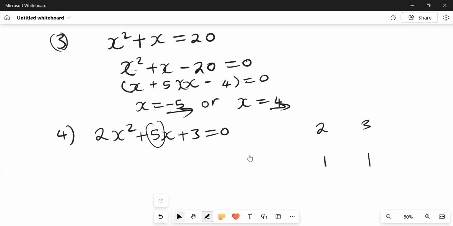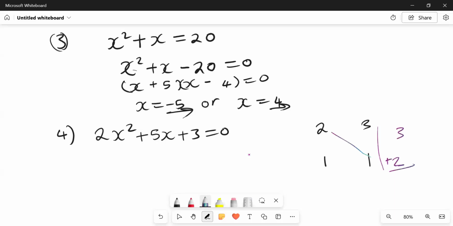So after getting the factors, cross multiply. 2 times 1 is 2. 1 times 3 is 3. Add these, we get 5. So this should be a plus and a plus. So meaning this is our first bracket and second bracket. Introduce x there, x and x. So I've already factorized that thing.